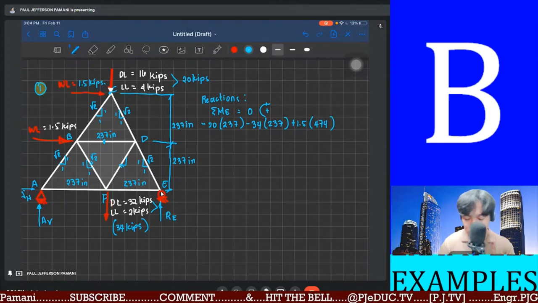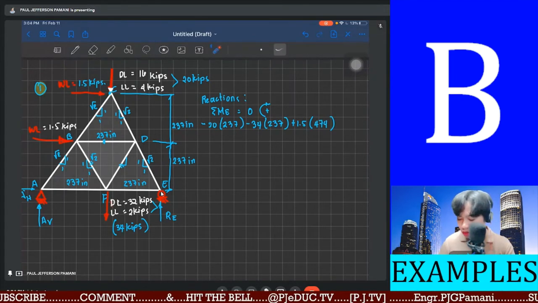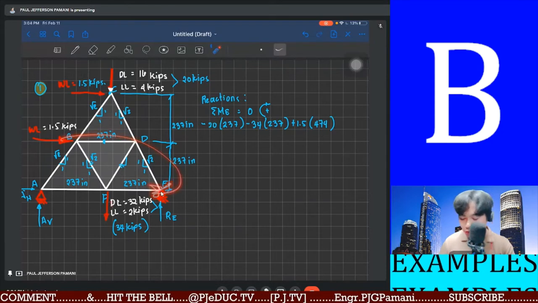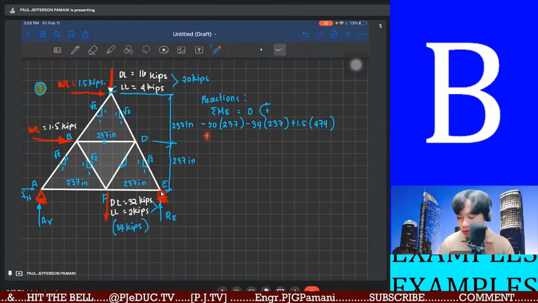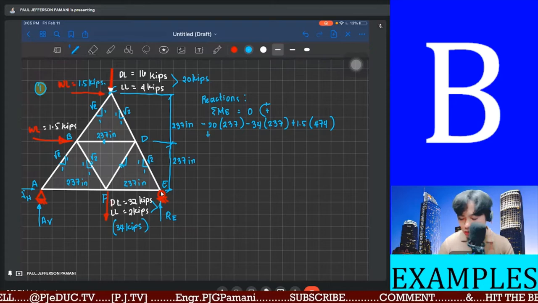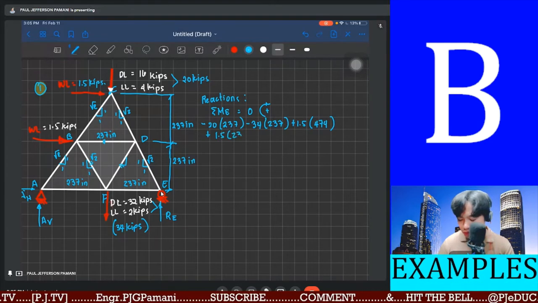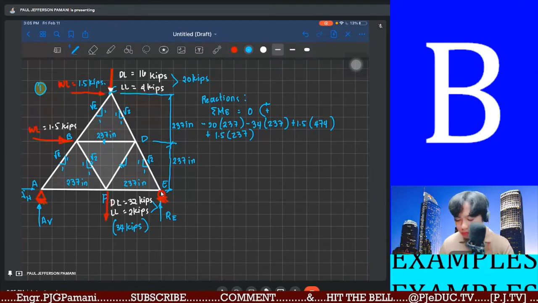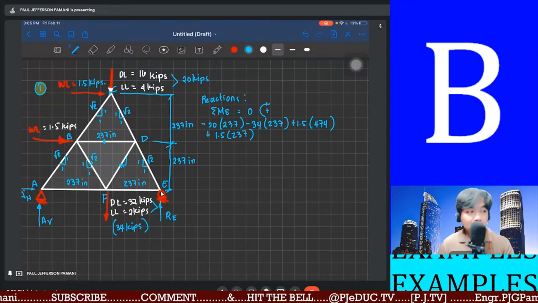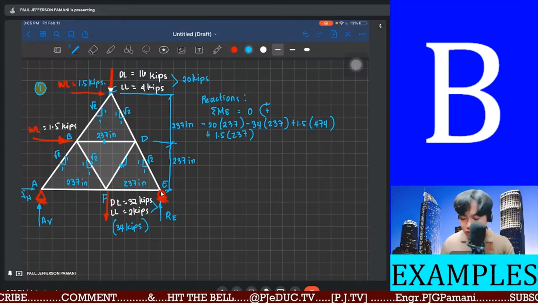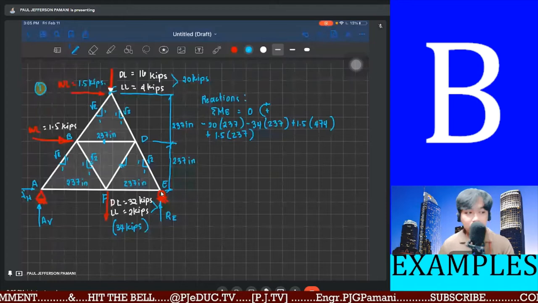474 inch. Then, the other one towards point E plus 1.5 of 237. Meron pa ba tayong idadagdag? Ano pa ba yung mga forces na nandito sa diagram na papupuntahin natin sa joint E?